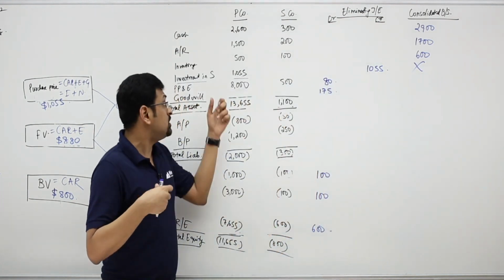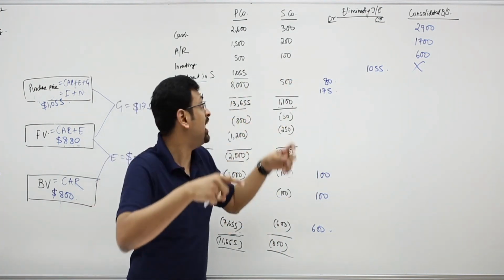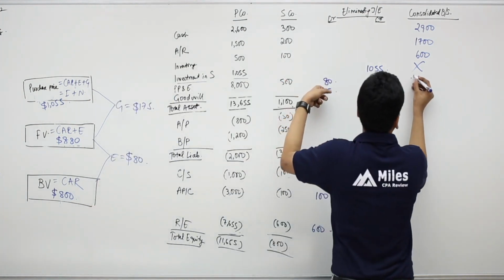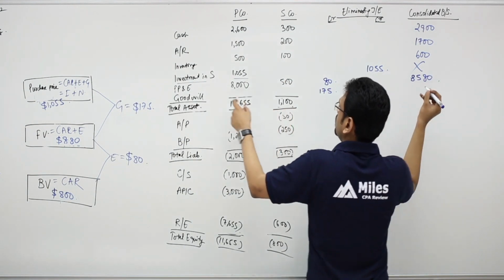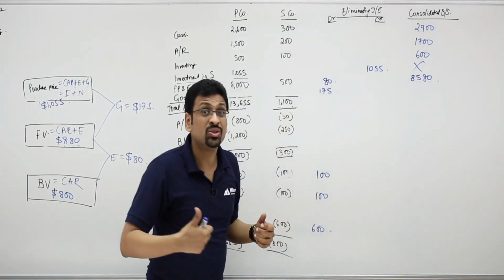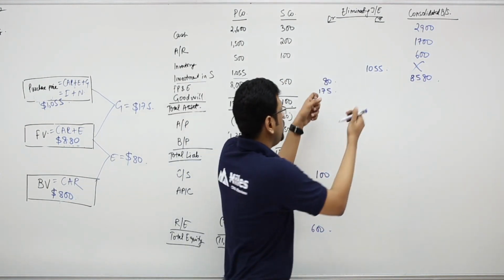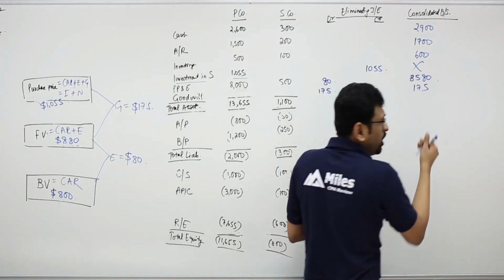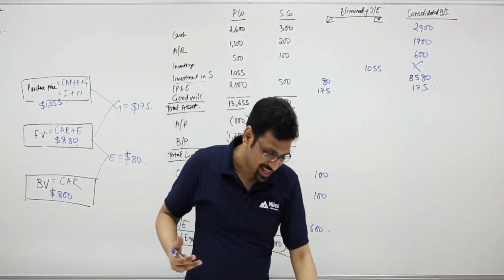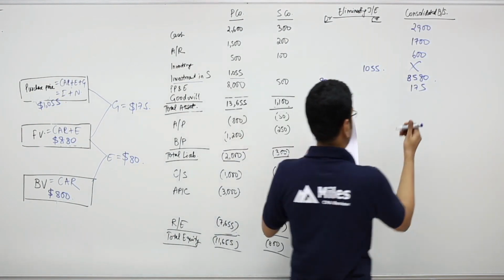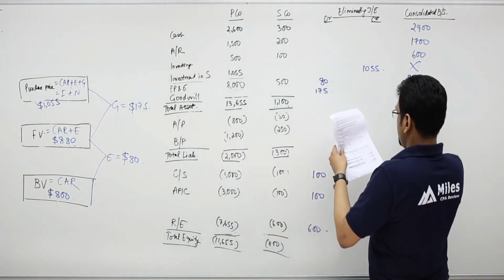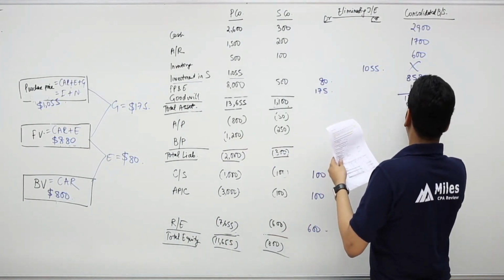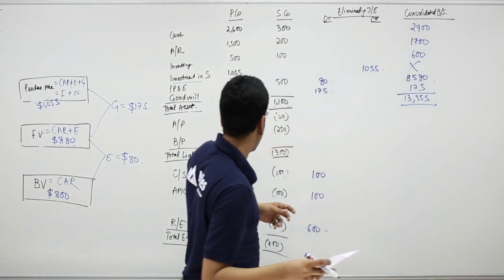But my equipment is at book value. Your equipment, fair value, 8,580. Goodwill. I got this goodwill because I paid an excess for you. Now I paid $200 excess for you, of which $25 is impaired. 175 remains. This total becomes 13,955.